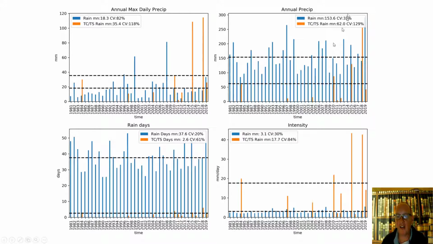Intriguingly, the variation in intensity and the variation in rainfall days is quite similar, but actually the variation in rain days is a little bit less. So it suggests that rainfall changes on normal days are largely, but not entirely, but half and half, actually driven by changes in intensity and changes in the number of rain days.